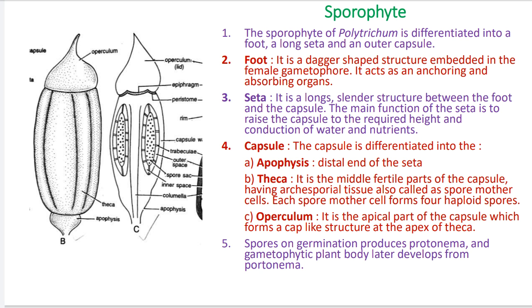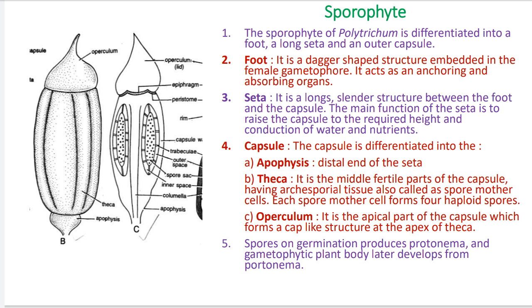Fertile means what? It has the sporogenous tissue. Sporogenous tissue is diploid previously, because it is developing from the diploid zygote. Now it goes into meiosis, reduction division. So diploid sporogenous tissue is converted into haploid, and in this way many haploid spores are developed inside the capsule. Okay. Then it is the middle theca.